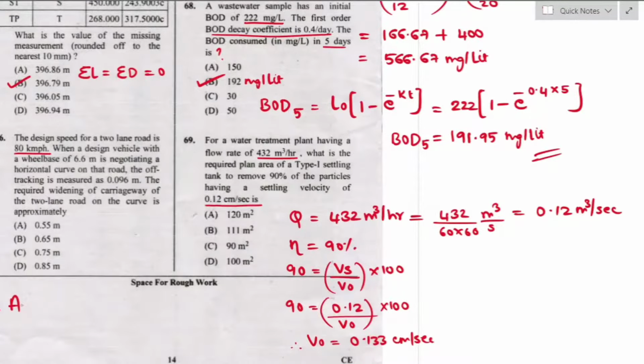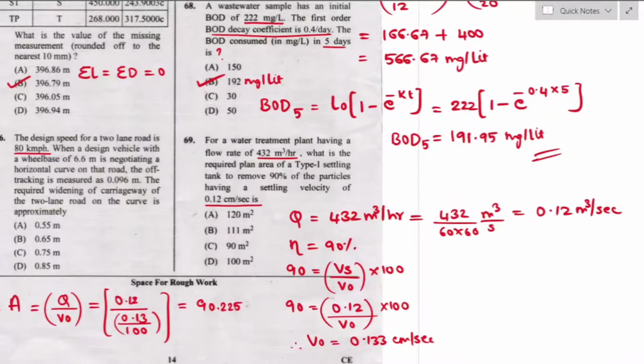Therefore area of the settling tank is given by flow rate divided by overflow velocity. Flow rate is 0.12 meter cube per second. Overflow velocity is 0.133 centimeter per second, to convert it into meter, 0.133 divided by 100. On solving this, the area of the settling tank will be 90.225 meters square, which is equal to 90 meters square. Option C is the right answer.